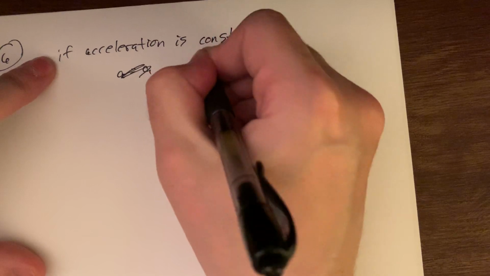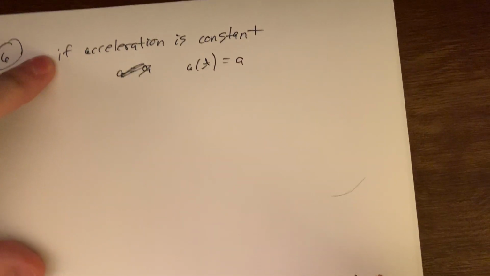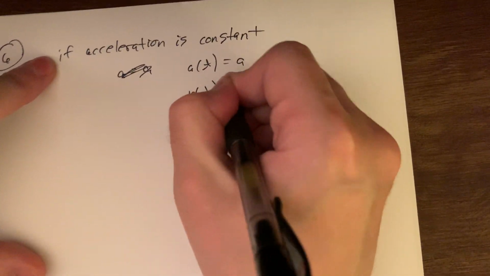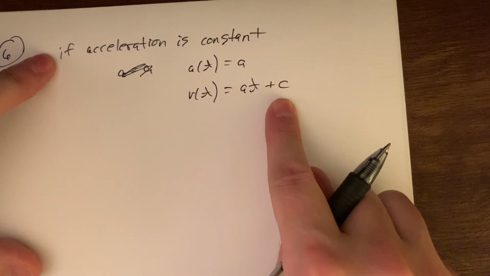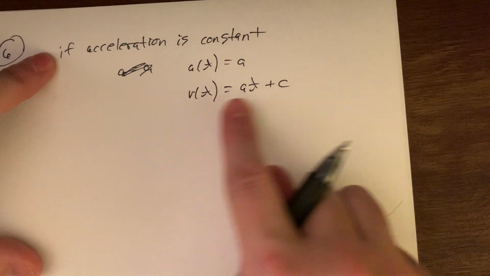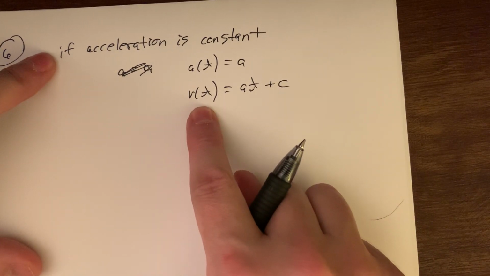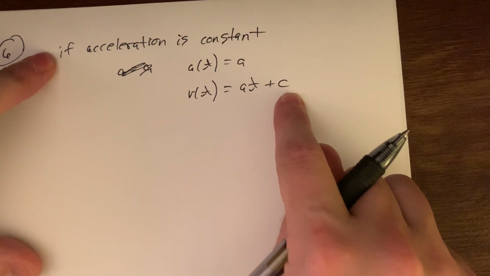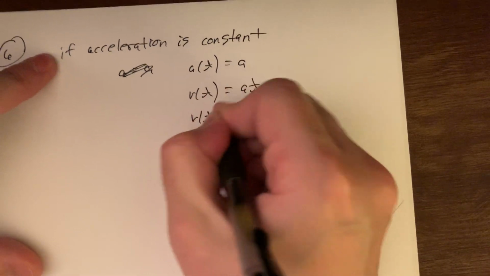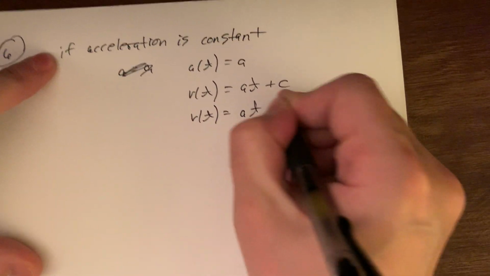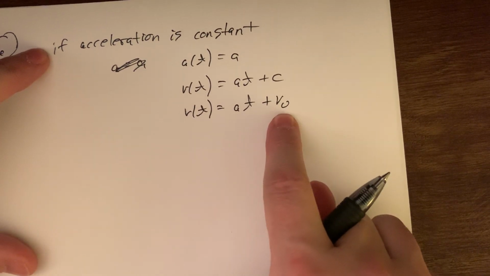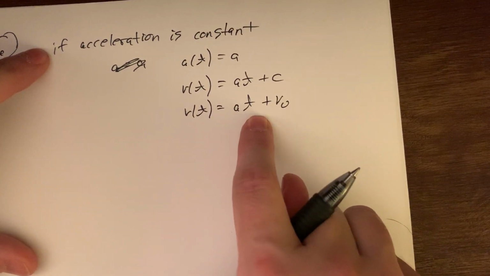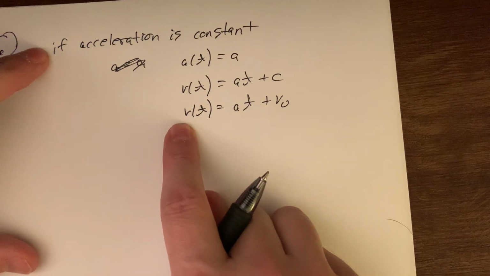I should be more specific. A of t equals A. The antiderivative, well, this is just a number, so you get At plus C. And then if you plug 0 in for t, the velocity at time 0 would be C. So a lot of physics people like to use this notation, v sub 0. The initial velocity plus the acceleration times t gives you the final velocity.